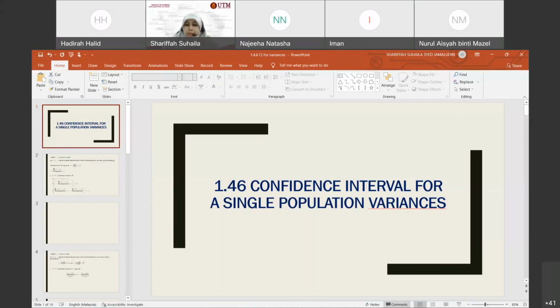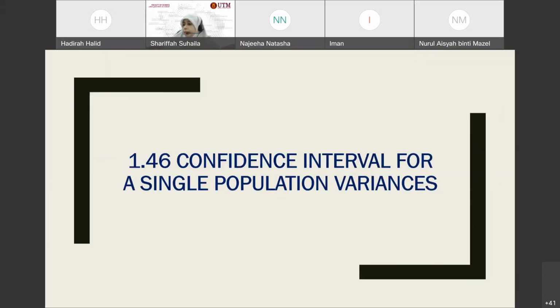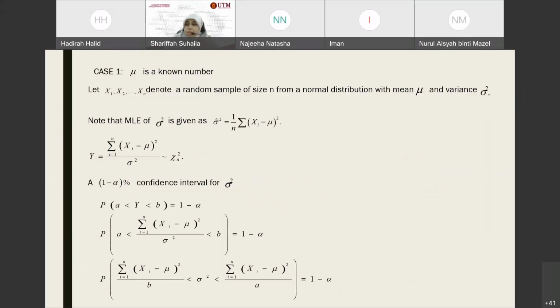We have a confidence interval for a single population variance. Okay, so the population variance that we have here is sigma square. So sigma square is denoted as the population variance, and the sample variance is S square. Okay. So again, it's quite different from your first year statistics. In first year statistics, we have only one formula that we need to consider, but this one depends on two cases. It could be either case one, which is mu is a known number. Okay, and then we have another case, mu is an unknown number.